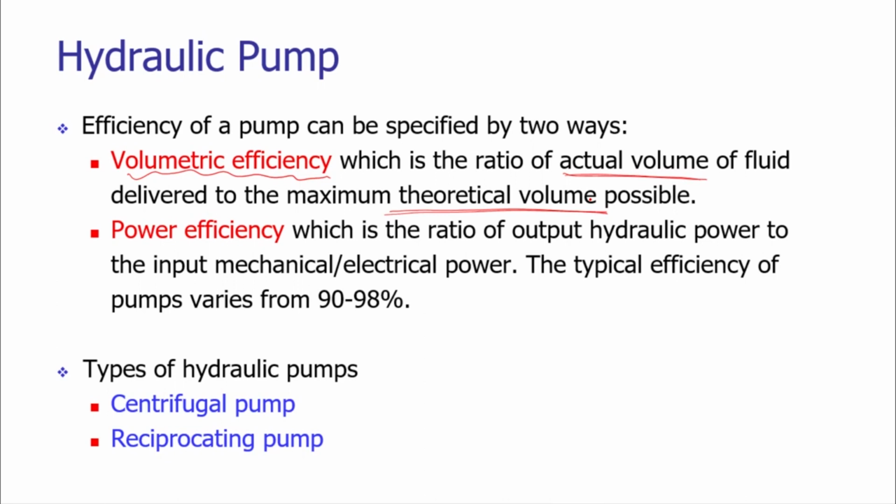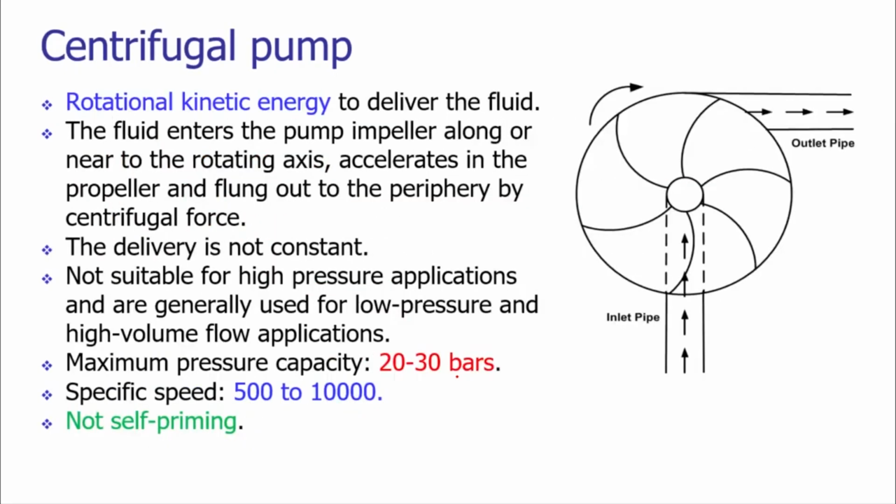The power efficiency is also not 100%, but the hydraulics are generating around 90 to 98% of the power efficiency. The power efficiency is defined as the ratio of the output hydraulic power that we are getting to the input mechanical or electrical power. So in general, two types of pumps are used. These are the centrifugal pumps and the reciprocating pumps. We'll be studying about them in the next slides and in detail in the next lecture.